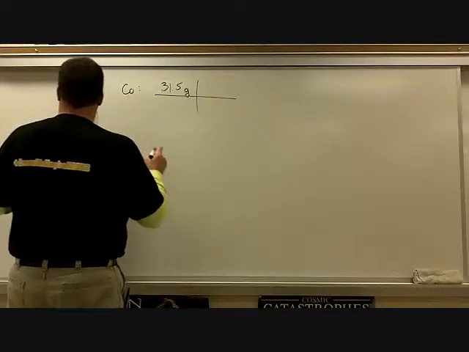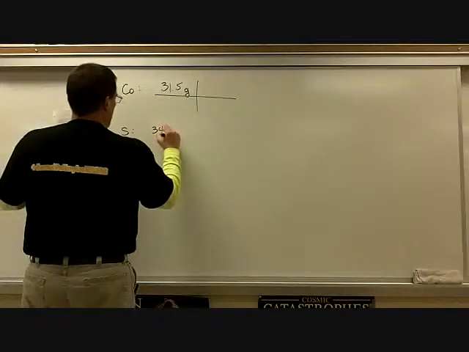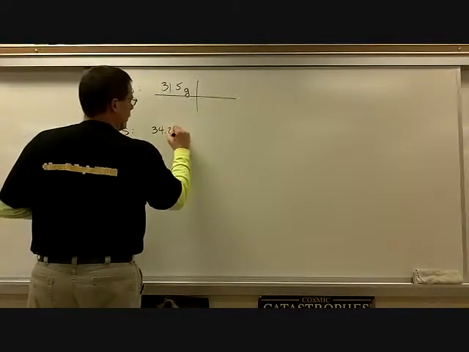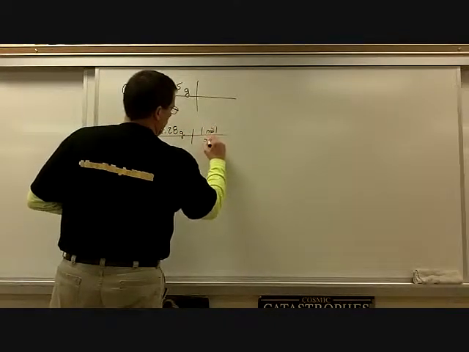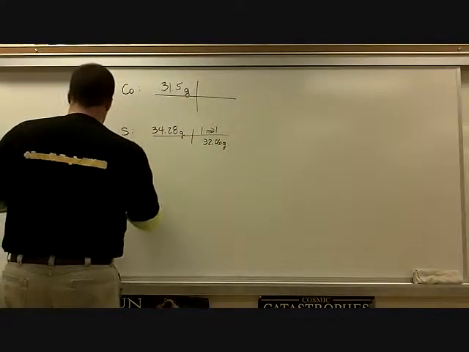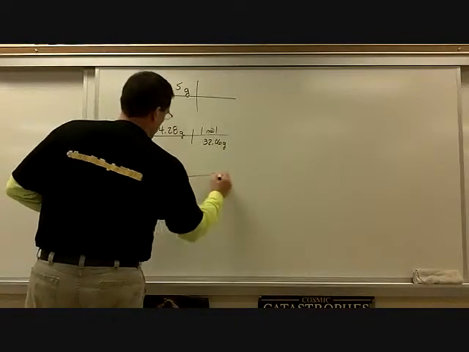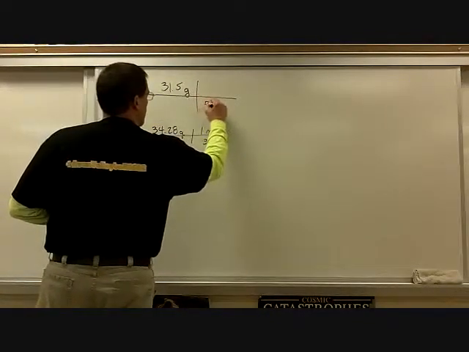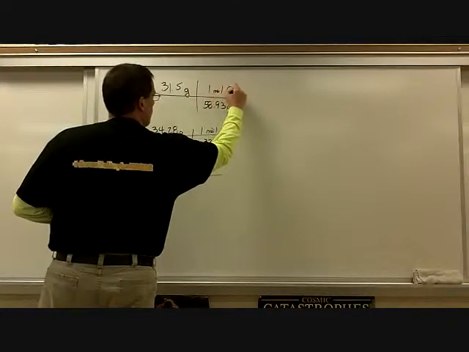And then we have sulfur, which is 34.28%. So again, change that to grams. I do know that's 32.06. And then oxygen, we have 34.22. Cobalt is 58.93. Thank you. And that's 1 mole of cobalt.